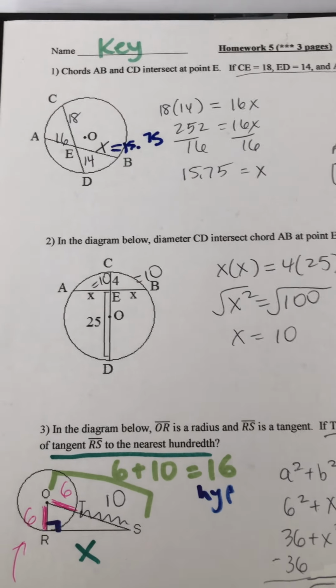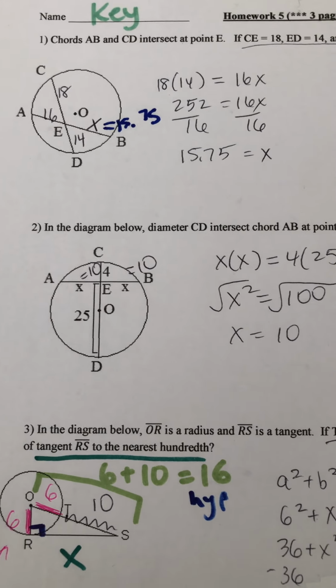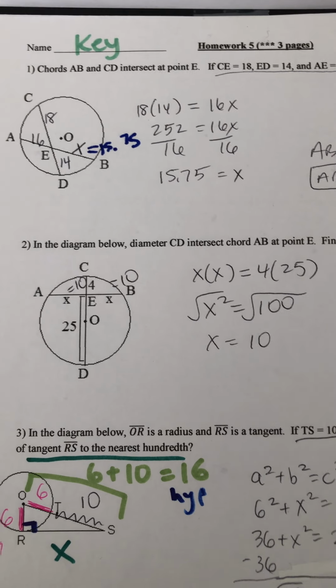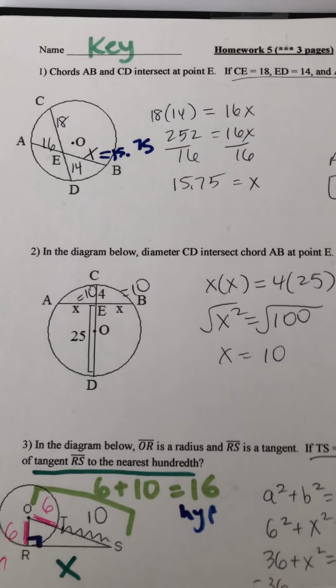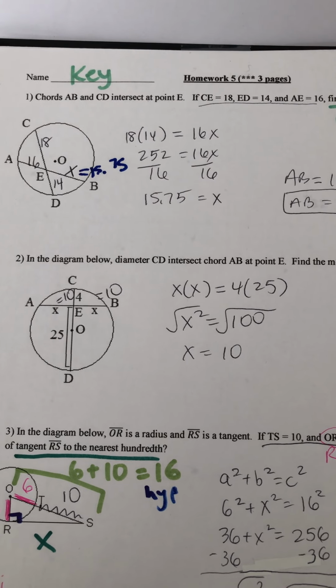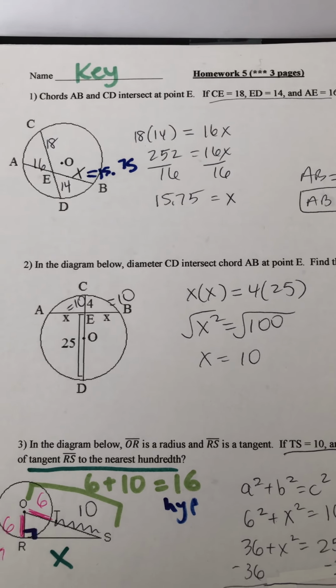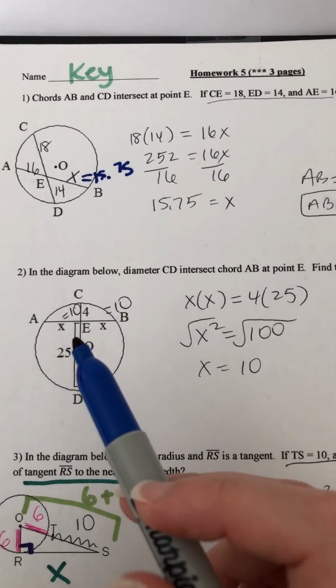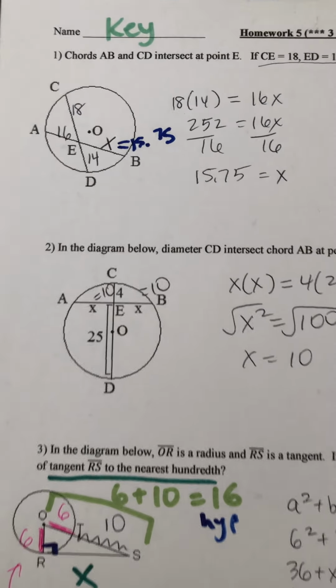On the next question, it's very similar. These are chords that intersect, so you're doing multiplication. The only difference is this time one chord is a diameter, and the other chord is intersecting it. So those lines are perpendicular to each other, and when they form right angles, the chord is cut exactly in half. Look at how the diagram is labeled X and X.